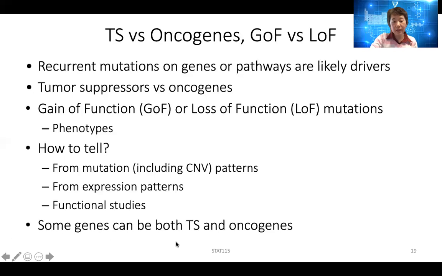But of course, some genes can be both tumor suppressors and oncogenes, which is more complicated, depending on which cancer type and exactly where the mutation happens on the gene. It could potentially have the opposite effect.